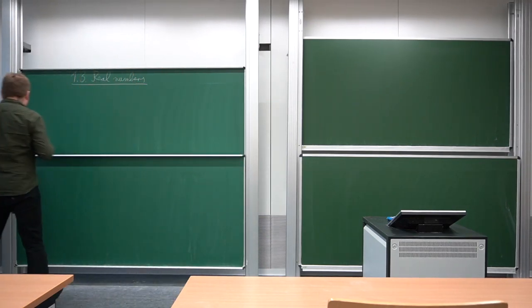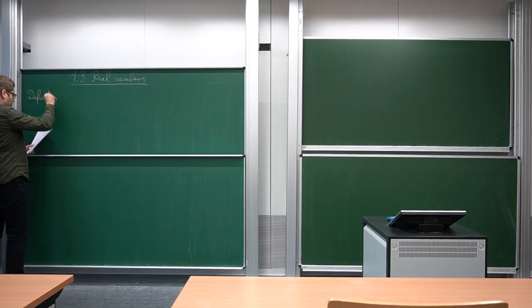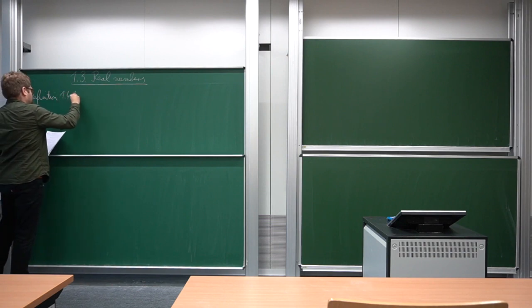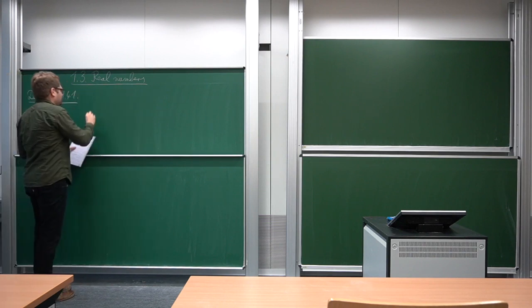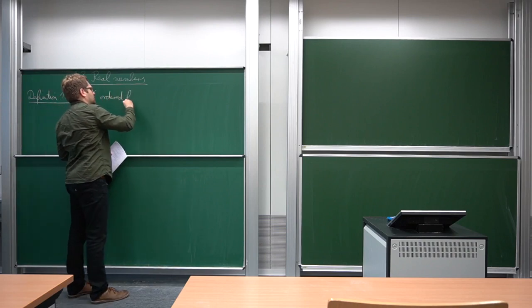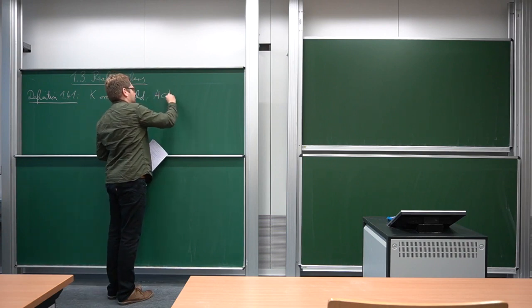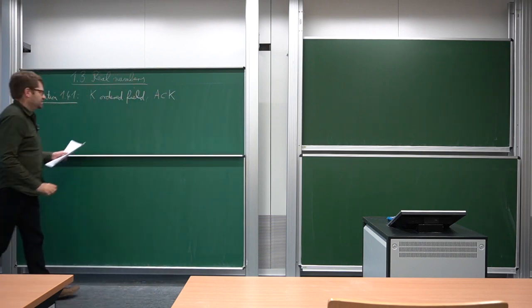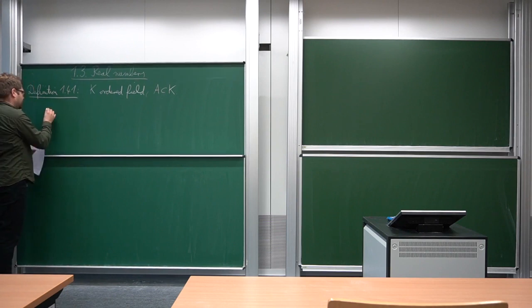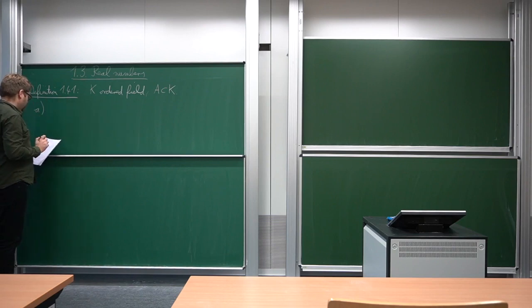To do so, I need to introduce some additional notation, or some additional terminology, to be precise, for ordered fields. Definition 141. Let K be an ordered field and A be some subset of K. Recall we have a total order on K, and we use this total order, which I always denote by this smaller than or equal to, as I did before.